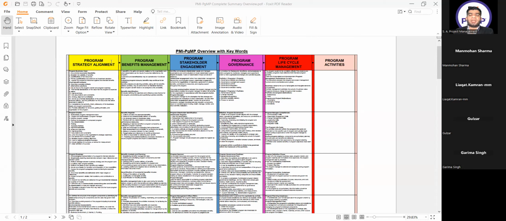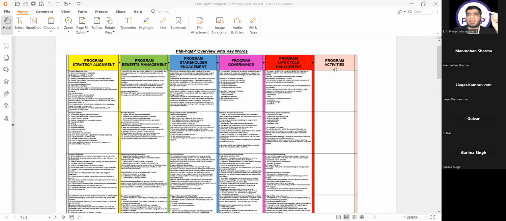So just to briefly give you the overview, you just have to remember two things always, as I tell you. Number one, about the program life cycle, we have three phases, which are program definition, program delivery, and program closure. This should always be in your mind. Second thing is that we have 5 domains in PGMP, which are program strategy alignment, program benefits management, program stakeholder engagement, program governance, and program lifecycle management, which includes program activities also.